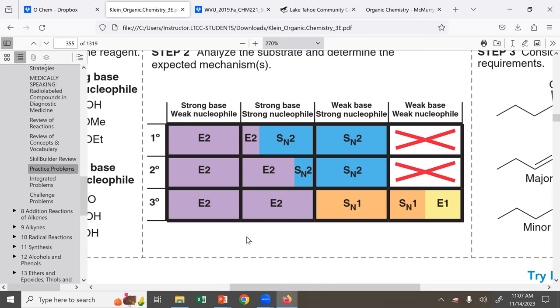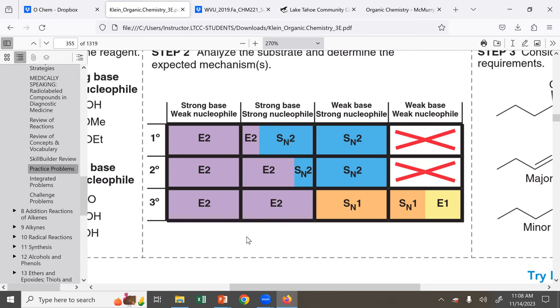Strong base, strong nucleophile, now we're getting into some competitive reactions. A weak base, strong nucleophile basically means that you're not going to see any elimination, only substitution. That's kind of what we've been dealing with. We've been ignoring elimination to this point. And if it's a weak base, weak nucleophile, and it's secondary, this one just says nothing happens.